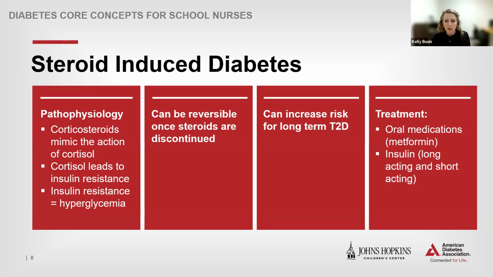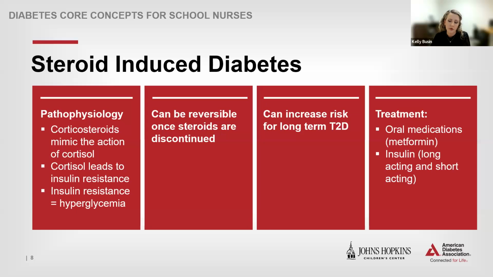The insulin regimen may be as simple as just a dose of long-acting insulin once a day, or depending on how severe the hyperglycemia is, it might actually require long-acting insulin paired with rapid-acting insulin at meal times or just given throughout the day if they're having higher blood sugars. This type of diabetes can often be reversible once the steroids are discontinued. So this means that you might have a student who comes to the health suite one day saying that they're now taking insulin, and then in a month or two, they no longer require insulin.